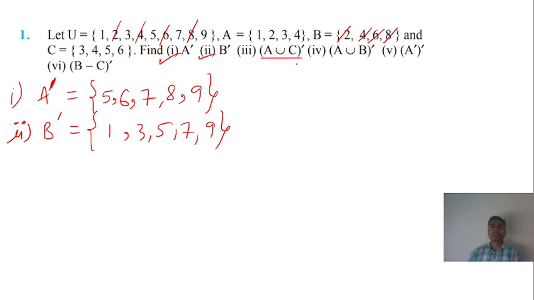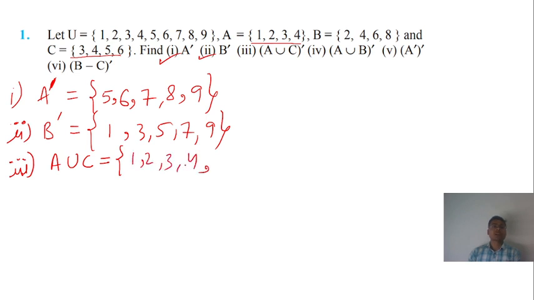Now we have to find out A union C whole complement. To determine the complement, first we will have to find A union C. Union means adding all the elements. Adding means just writing all the elements of A and C in a single set. So in set A 1 2 3 4 is present, and in set C 3 4 5 6 is present. Since 3 4 is already written, we will just write 5 6 here and enclose the set.